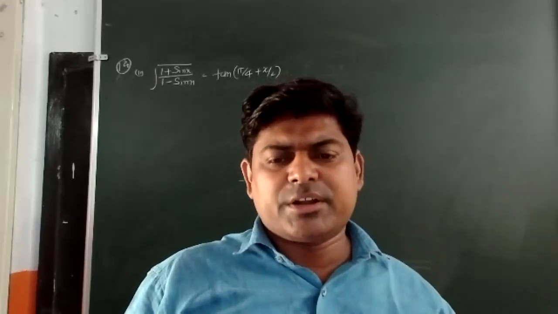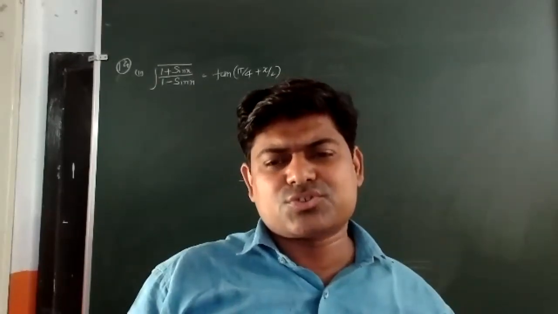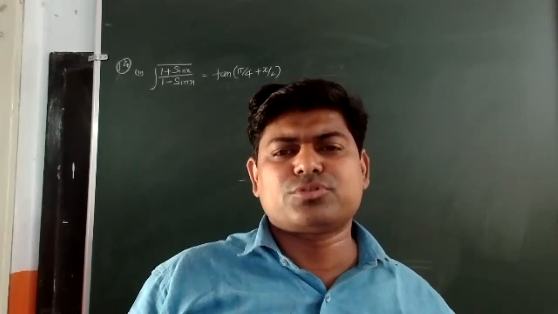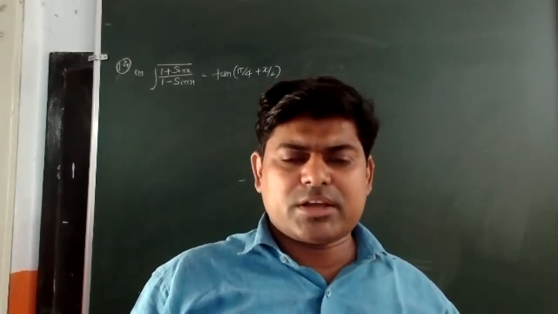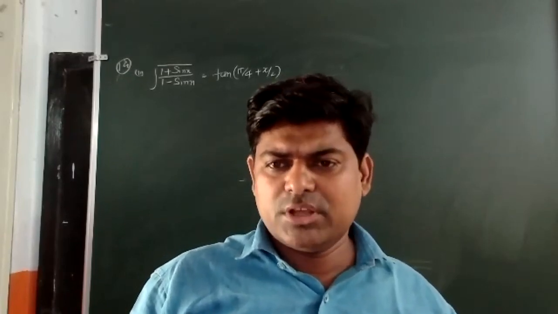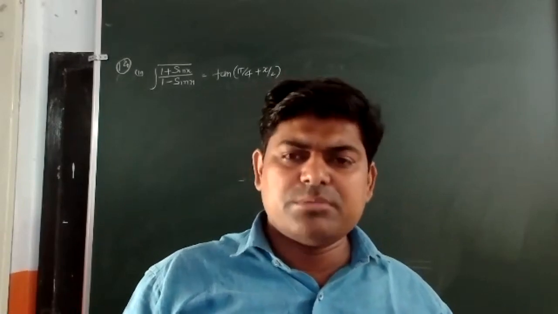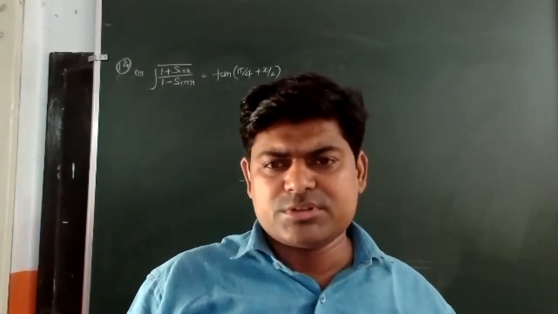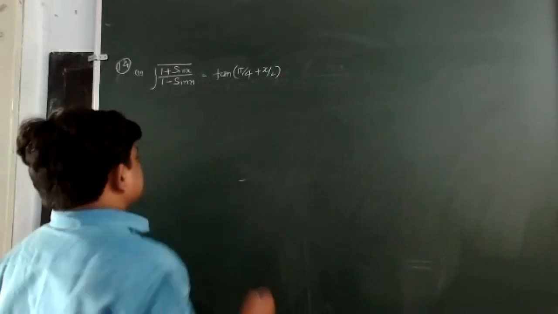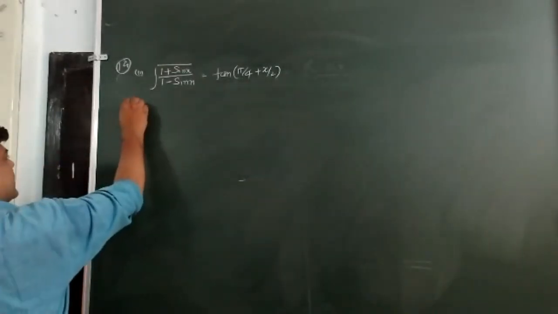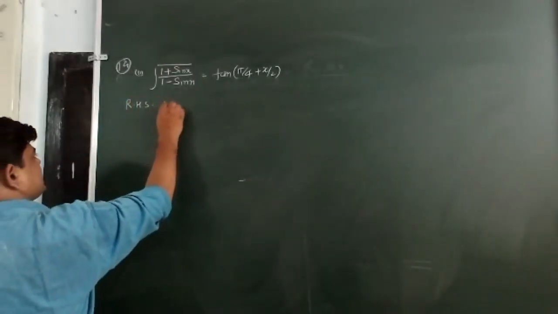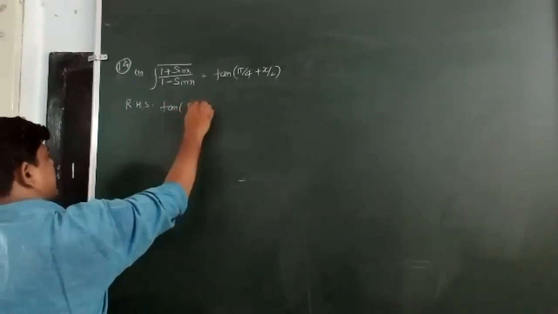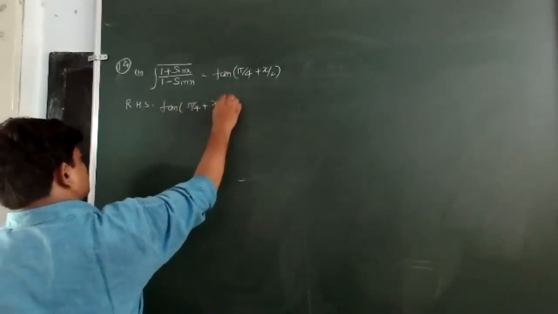The next problem can be taken: sir, in a square root it is coming, no problem. If somewhere I am getting a, it can be written as under root a square. If somewhere I am getting b, it can be written as under root b square. No problem is there. So I am starting with the right hand side, which is tan(pi by 4 plus x by 2).